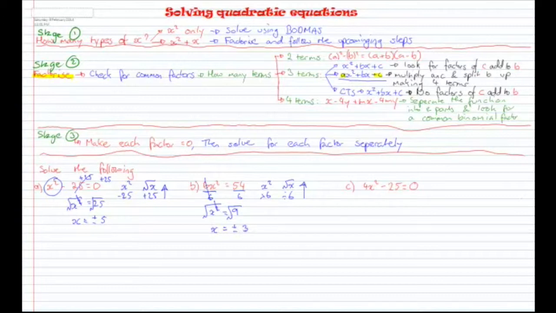Right, what I want you to do now is press pause and attempt the following question, that is 4x squared minus 25. Once you've finished, make sure you press play and check your answers out against mine.